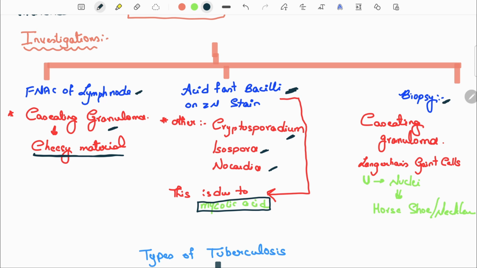You have taken a lung biopsy in which you can also see caseating granuloma and giant cells. What type of giant cells? Langhans giant cells can be observed. You also see horseshoe shape or necklace like nuclei in the biopsy. You can observe it like this. So these are the findings in the investigations that you send to the lab.